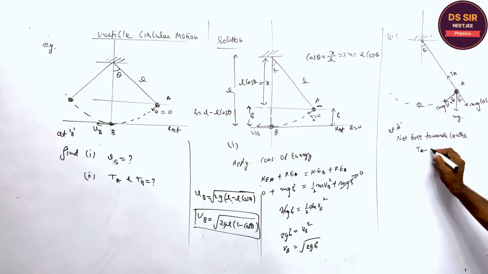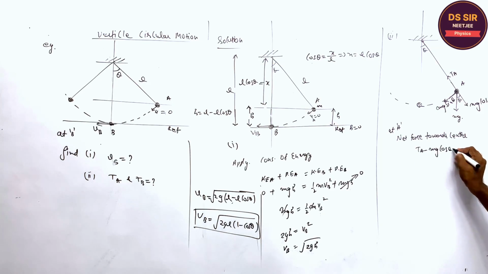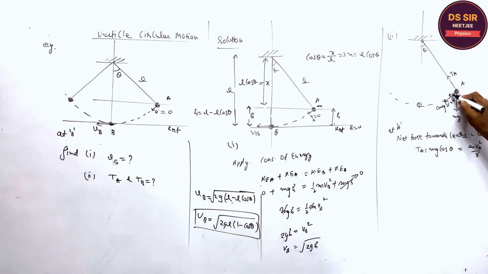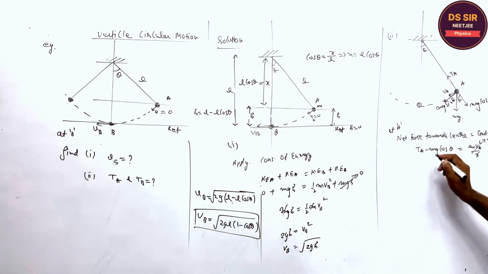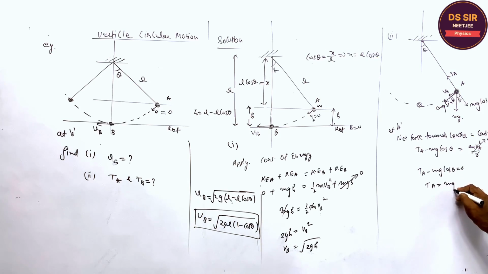TA minus mg cos theta will provide the required centripetal force. So what is the centripetal force? Say mv square upon r. Is it clear or not? But here, what is the speed at A? Say 0. So TA minus mg cos theta is equal to 0. So TA is equal to what? Say mg cos theta. Is it clear or not? So this is the TA.